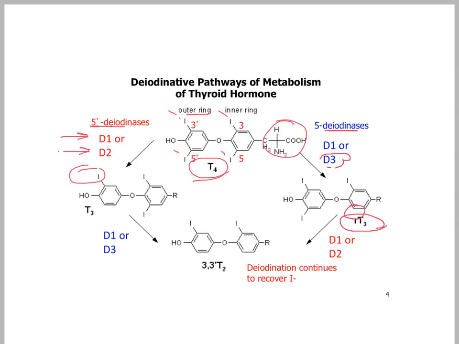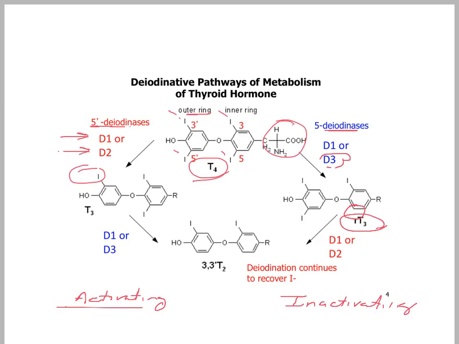So you basically have an activating step going to T3, and that's deiodinase 1 and 2, and then you have an inactivating possibility with deiodinase 3.